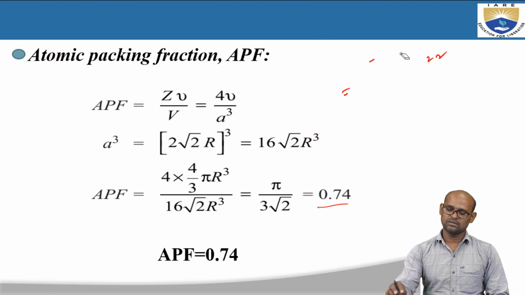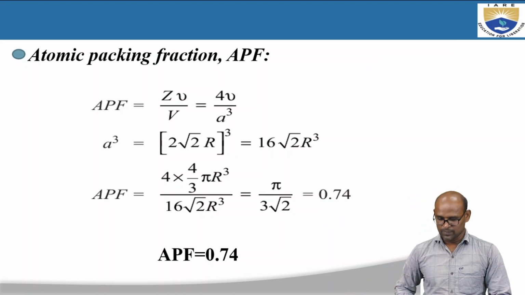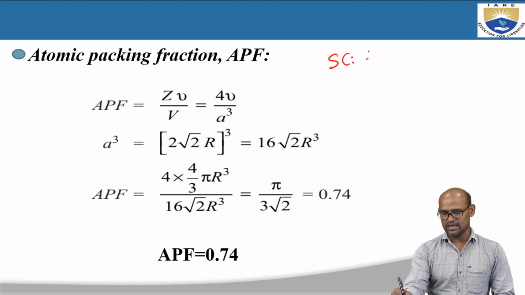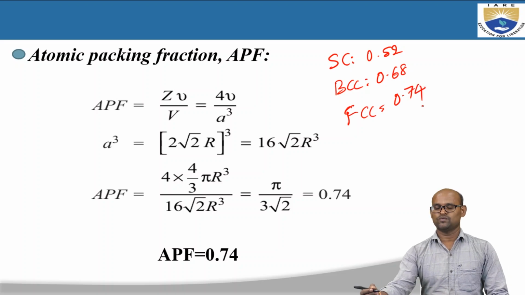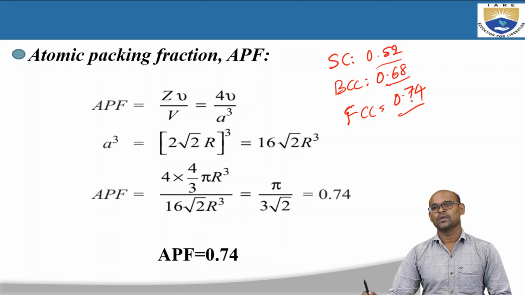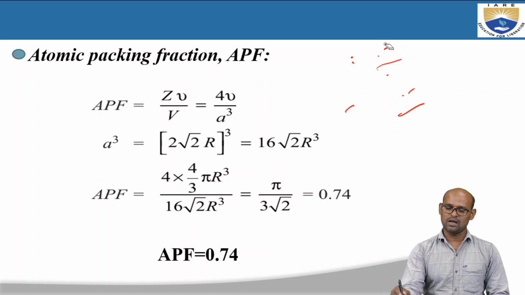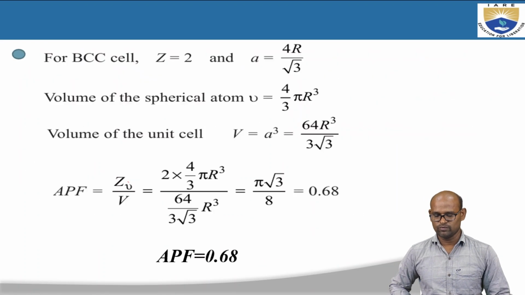So we have calculated the atomic packing fraction for the simple cubic, body centered cubic, and face centered cubic unit cells. We found that the simple cubic unit cell has an atomic packing fraction of 0.52, the body centered cubic unit cell has 0.68, and the face centered cubic unit cell has 0.74. So from these calculations, we proved that the face centered cubic unit cell has the highest atomic packing fraction, and is the more closely packed structure of atoms. FCC is the more close packed structure. That is what they have asked: prove that FCC has the highest packing fraction, and we have proved that.